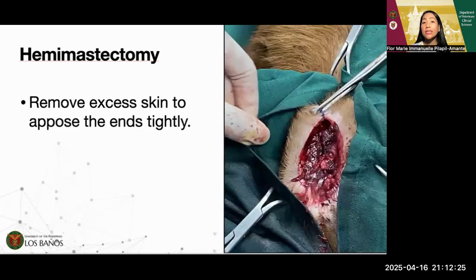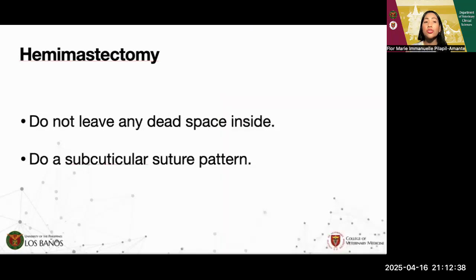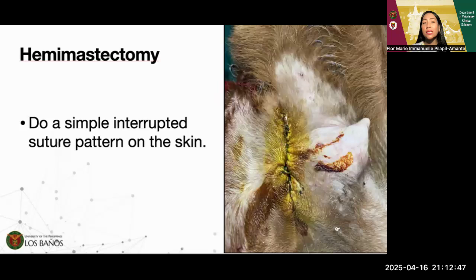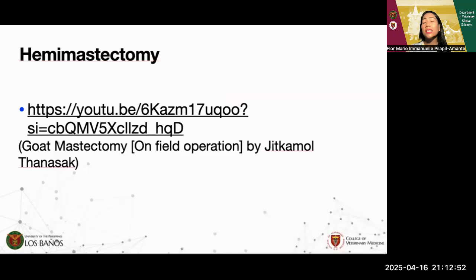And excess skin was removed to appose the ends. Make sure not to leave any dead space inside. Do also a subcuticular suture pattern as much as possible before apposing the skin using a simple interrupted suture pattern. This is an additional material for you, a video on a goat mastectomy done in a field setting.